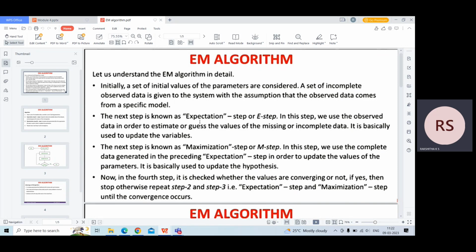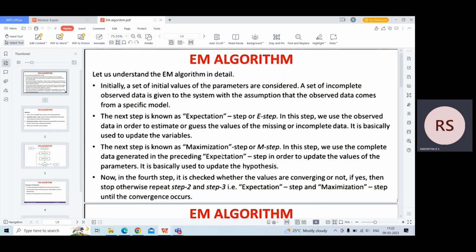In the expectation step, we first observe the data in order to estimate, or guess, the value of the incomplete data. If the data has been given, then we're going to maximize it. If the data is not given, we're going to expect the value. So how are we going to expect the value? We do the estimation, or the guess, basically to update whatever values are given.